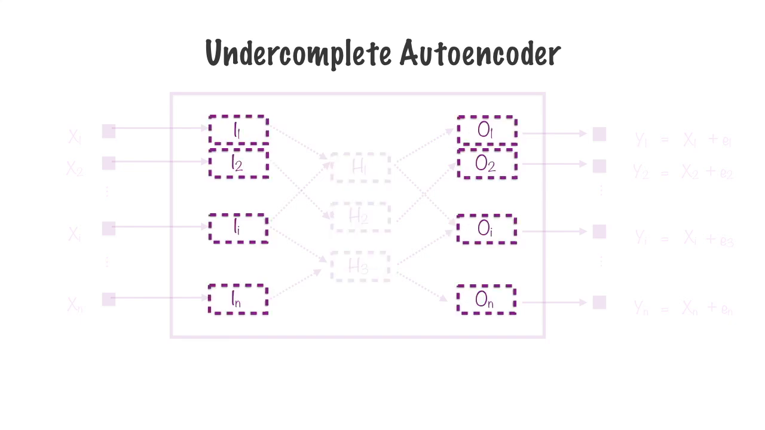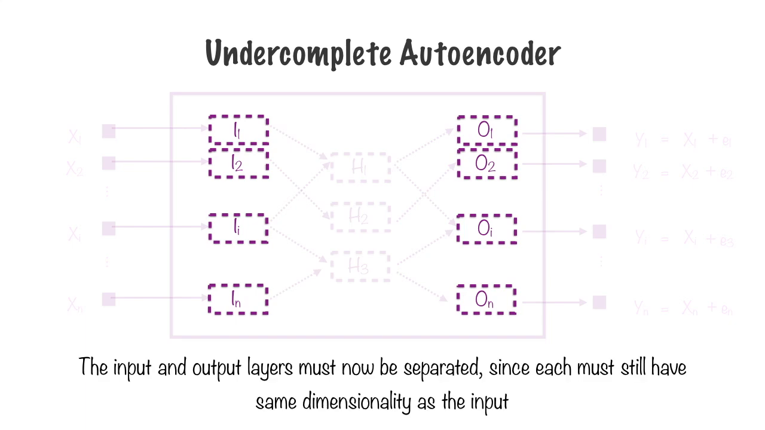The input and the output layers of the autoencoder are now separated by this hidden layer, but each of these must have the same dimensionality as the input. In order for the input to be reconstructed as the output, this constraint still remains. They must have the same number of dimensions, they must have the same number of neurons.